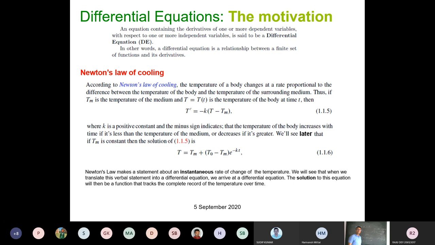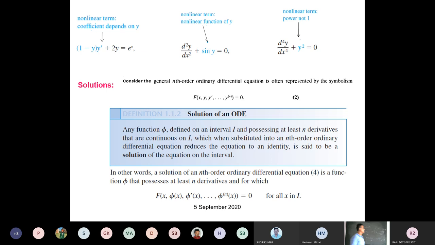Right? So this is very simple. Okay, so this is the formal definition. Here you can see that any function phi, and of course, you can see that the interval I has been written in here. I didn't mention that to you earlier.